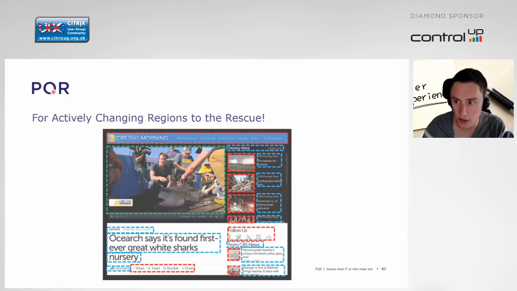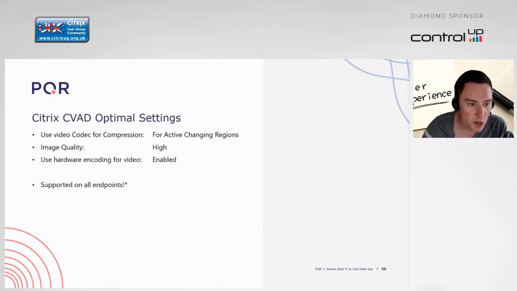Which is really good for this scenario. So if you ask me, for the office worker, the optimal setting is actively changing regions with the image quality set to high. And you can use hardware encoding if you have a GPU, which will offload the H.264 stream to the NVIDIA encoding option on the GPU chip. And it's supported on all endpoints.